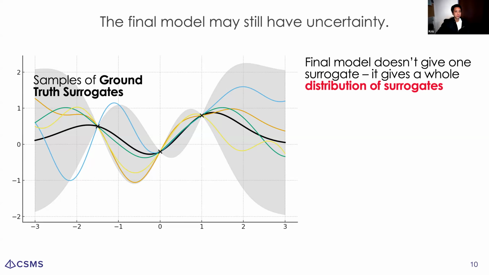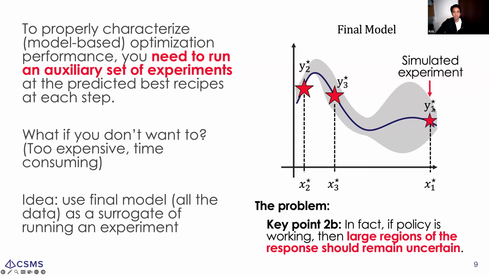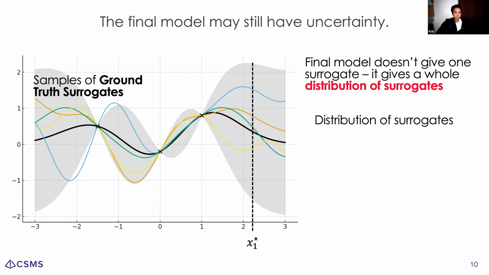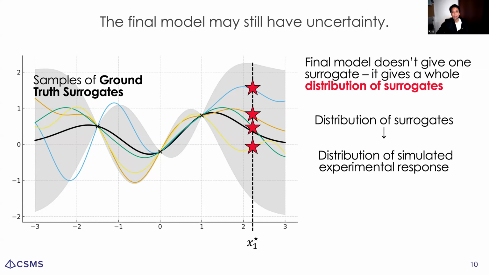Unfortunately, I don't have time for this, but what you really should think about this final belief is not as giving you a single surrogate of the ground truth, but an entire distribution of surrogates. For any choice of experiment, you're not getting one value of what the robot would have reported back to you. For a single experiment, you'll have a whole bunch of possible values. So you get a distribution of surrogates, and therefore a distribution of simulated responses. And in fact, you'll get a distribution of performance plots.